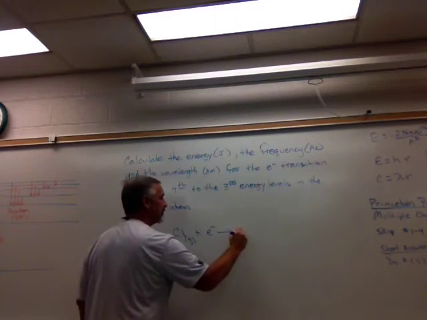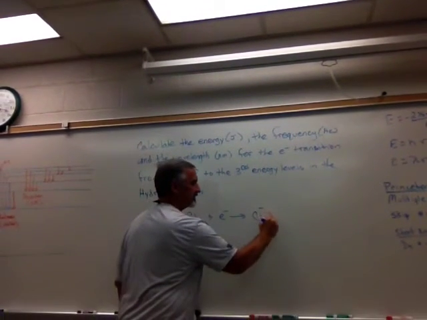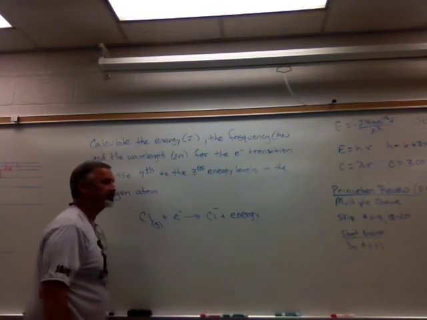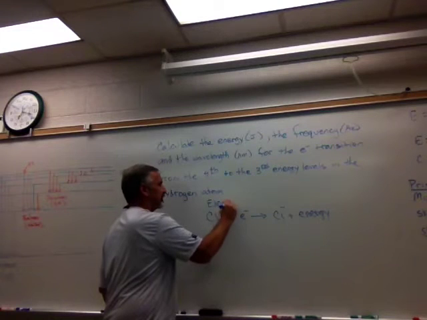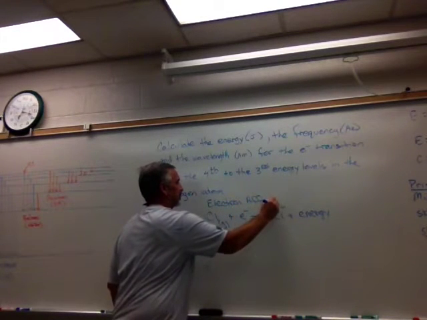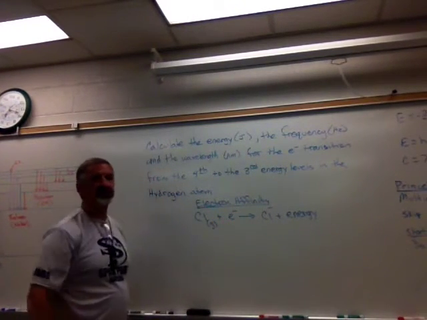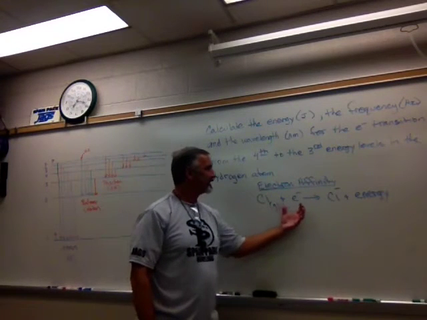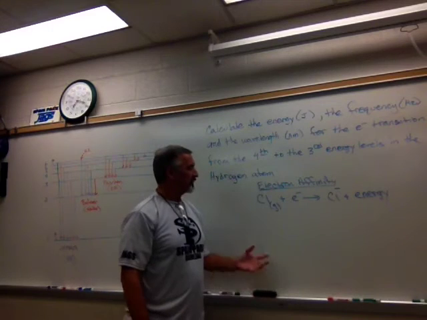So that would be like chlorine gas again, and you're adding an electron to it. Well, this time it's going to make Cl minus, and it's an exothermic reaction, meaning energy is going to be released, so it's plus energy. So this is the electron affinity. That's always going to be adding an electron to the chlorine.